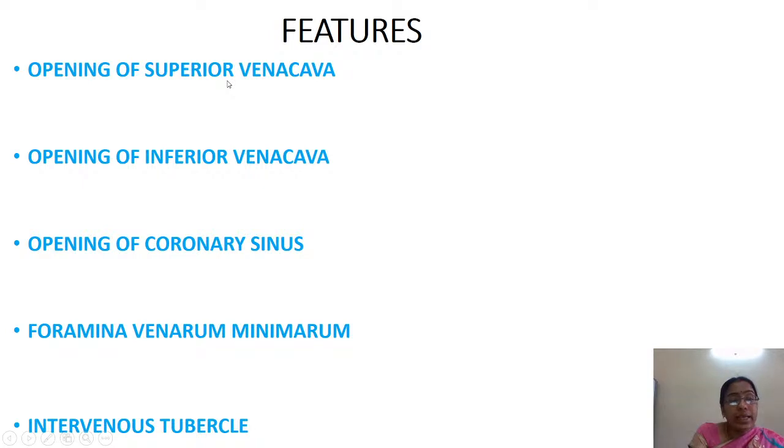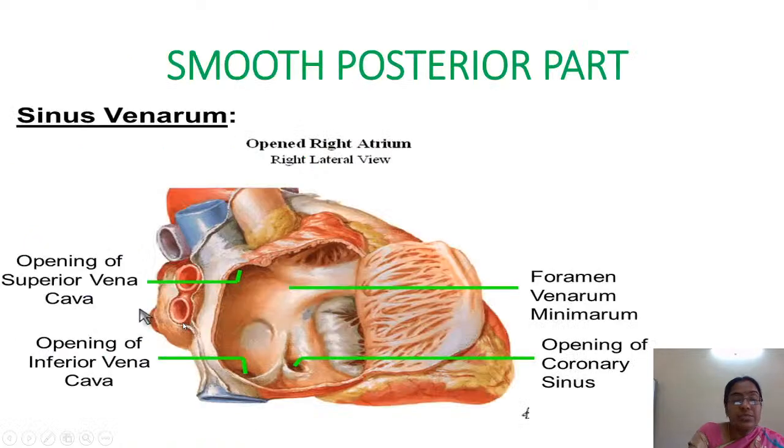So when we discussed these internal features, what the smooth posterior part includes, we have seen. I think in your slide you have gone through it. I have shown the opening of the superior vena cava, the opening of the inferior vena cava, the opening of the coronary sinus, and many cardiac veins or foramina venarum. So this is what the smooth posterior part of the right atrium has. It has all the venous openings: the superior vena cava, inferior vena cava, coronary sinus and foramina venarum minimarum. All these veins open into the smooth posterior part of the right atrium.